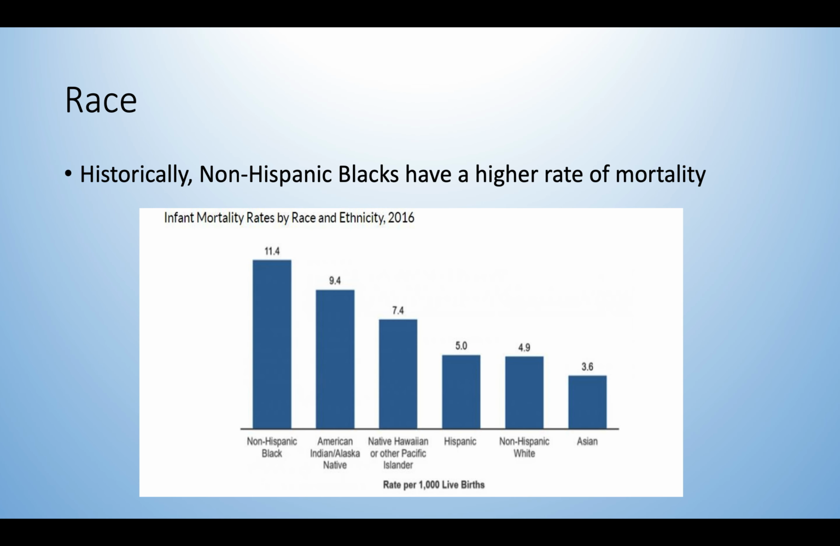So the next factor is race. Historically, non-Hispanic blacks have a higher rate of mortality compared to other races. As you can see, non-Hispanic blacks have an infant mortality rate of 11.4, whereas non-Hispanic whites have 4.9. And there are a number of factors that also influence this number, such as non-Hispanic blacks typically being found to live in poverty. They have less education, and they are stressed by different factors such as racial discrimination in the workforce, which can cause financial stressors.